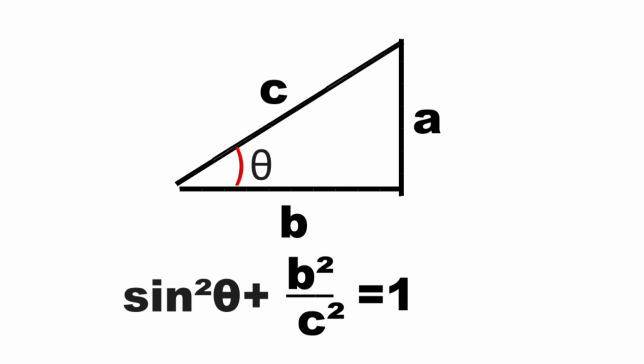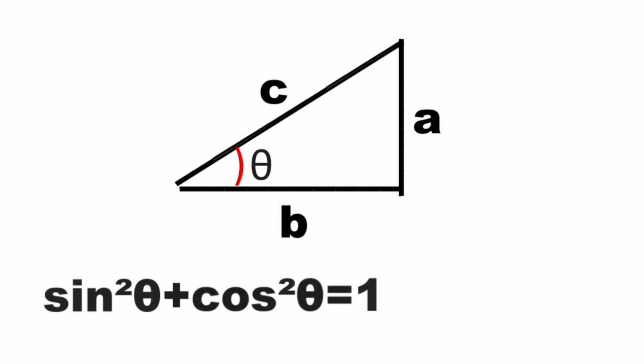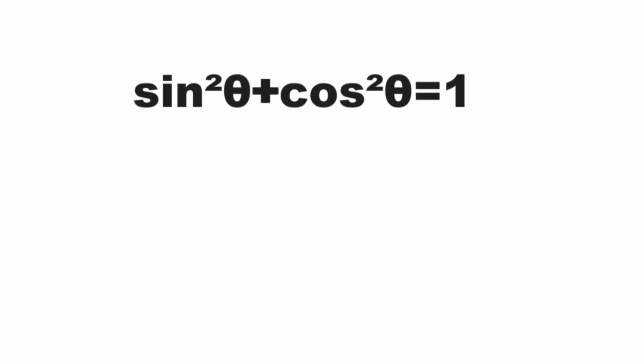Note also that cosine theta is equal to B over C, so for B squared over C squared, we can substitute cosine squared theta. So we have the first Pythagorean identity, which is sine squared theta plus cosine squared theta is equal to 1.